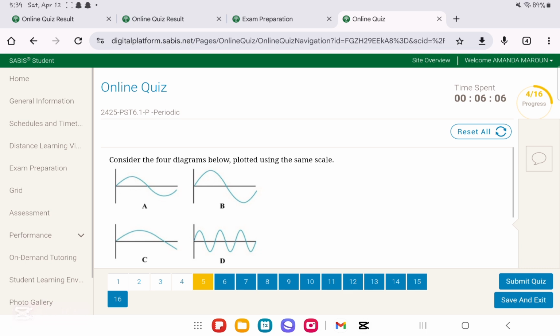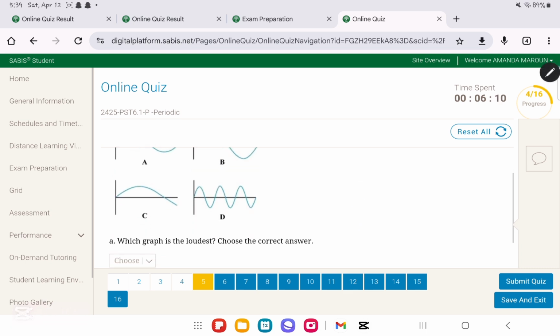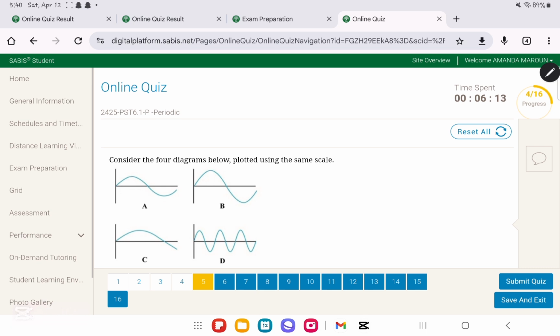Consider the 4 diagrams below, plotted using the same scale A, B, C, and D. Which graph is the loudest? Usually the loudest graph has to have the highest amplitude. The highest amplitude is the one with wave B, because as you can see, graph B has the highest amplitude.